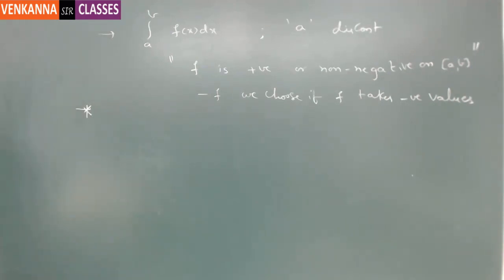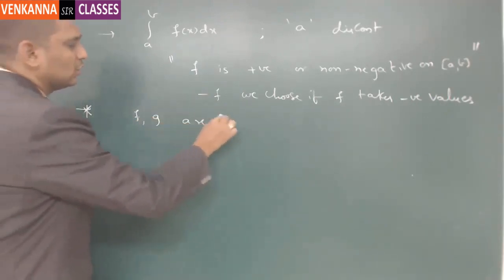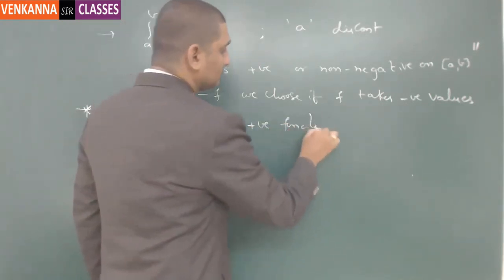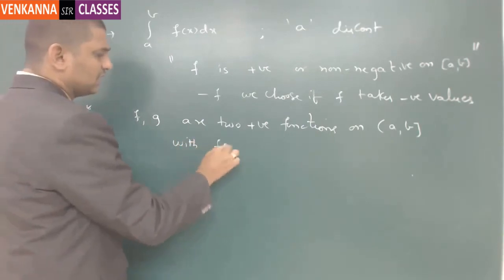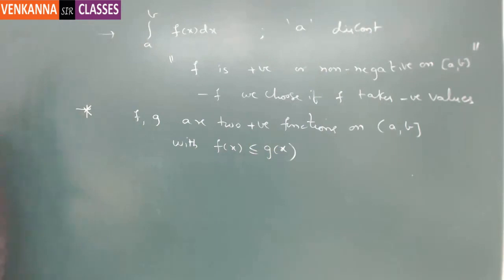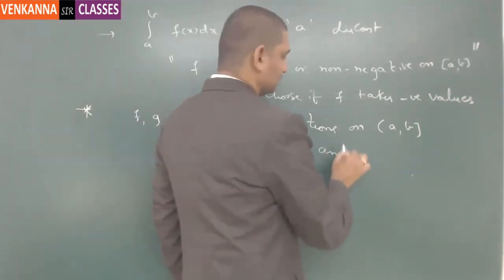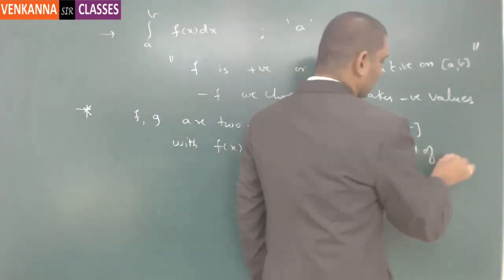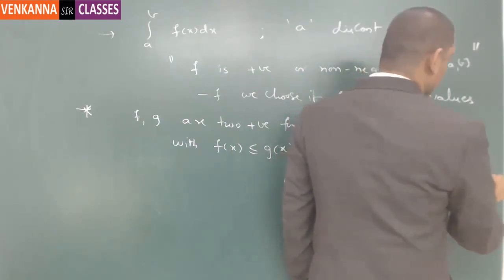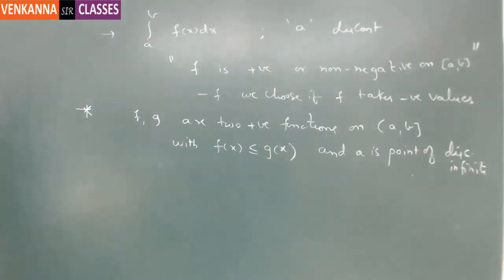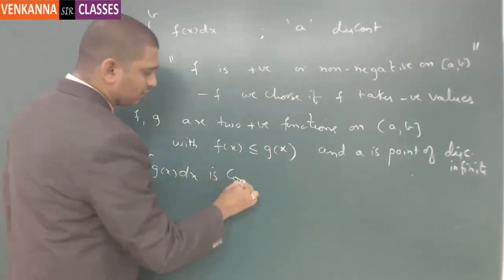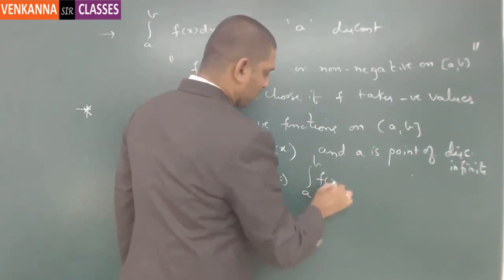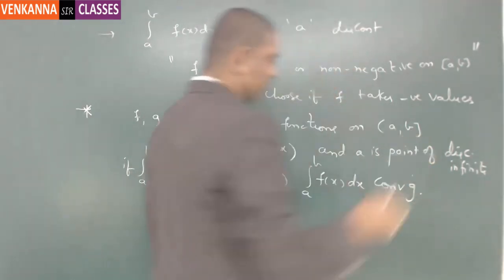Now, the first comparison test says that if we have f and g, two positive functions on the interval ab, with f of x less than or equal to g of x, and a is the point of discontinuity, I mean infinite discontinuity, then please take a note of this result.